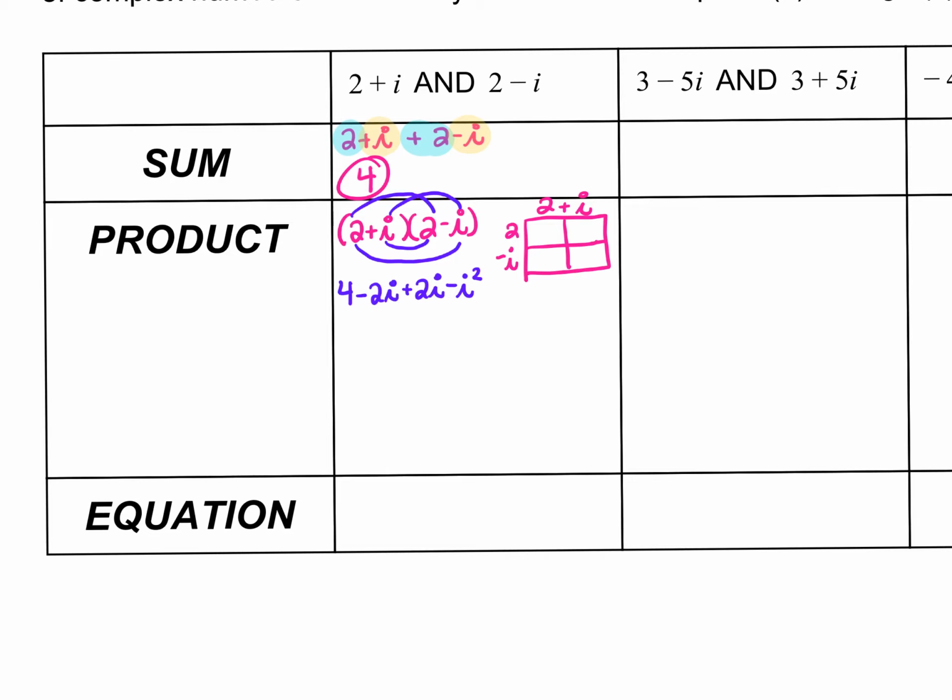Now what happens here is, first of all, we have 4. It's easy enough. And then we have negative 2i plus 2i. That's just 0. And then we have this negative i squared.